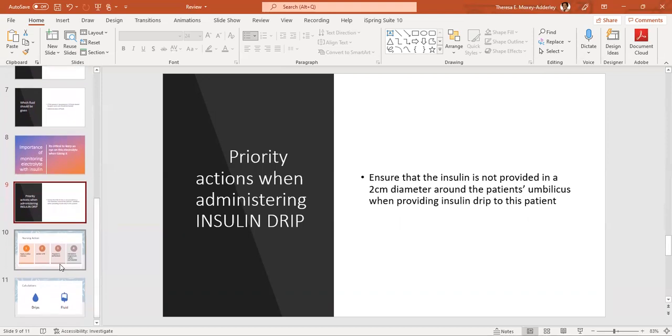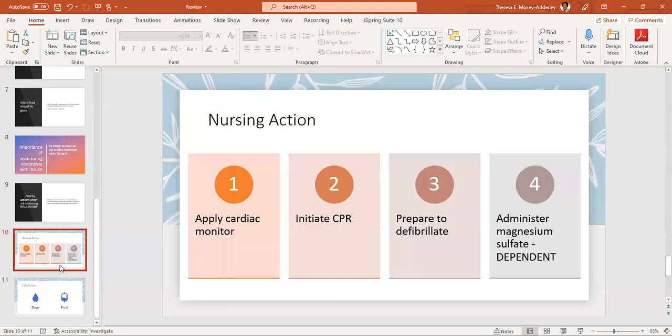Finally, I just want to say, for those groups of students that did get the actions for nursing action, I just want to emphasize there is a difference between dependent and independent actions. Your nursing actions for this patient is to apply a cardiac monitor to the patient's chest wall. Turn it on. Get that rhythm. Analyze the rhythm. Initiate CPR. I'm prepared to defibrillate. So that means you're going to call a code. All right, that's the nursing action that was expected.